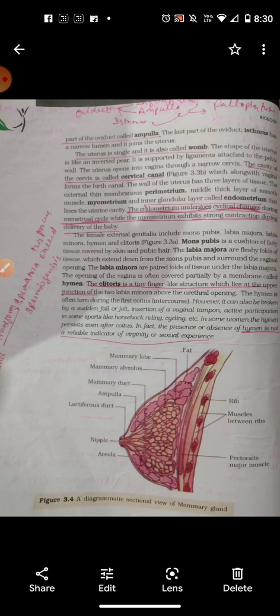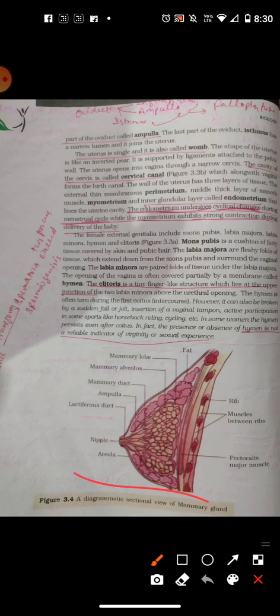And the last we are going to discuss is the mammary gland. This is the diagram and the structure of the mammary gland. The human female has a pair of mammary glands which consist of glandular tissue and a variable amount of fat. The glandular tissue is divided into 15 to 20 lobes of compound tubulo-alveolar glands. They are modified sweat glands. Each lobe is separated from the others by dense connective tissue and adipose tissue.